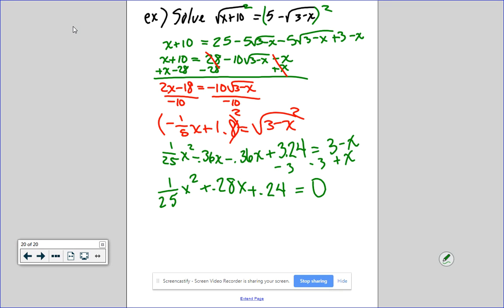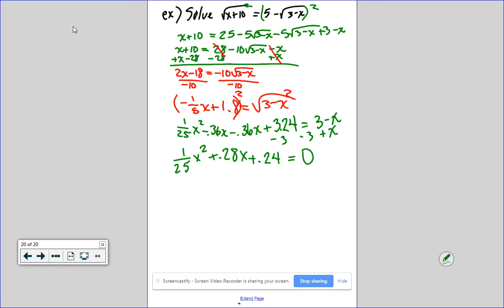Okay? So that's kind of an ugly one. We got to solve for x, though. So we now have to solve this. We're going to want to use the quadratic formula here because AC is going to be really, really ugly. So we're going to take 1/25 to a decimal. It's 0.04.